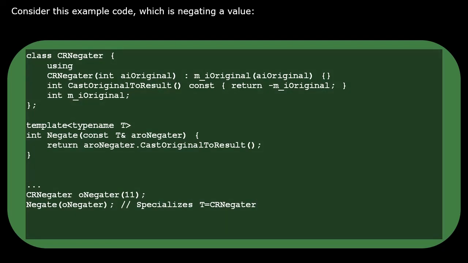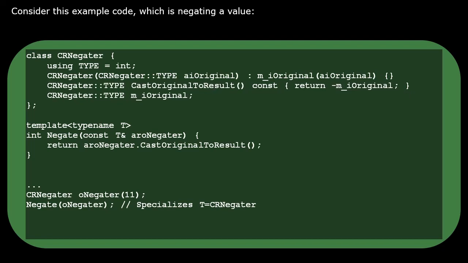Now, let's complicate things even further. Let's abstract that data member's type by programming a type alias for it.